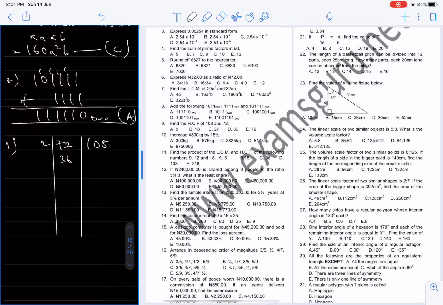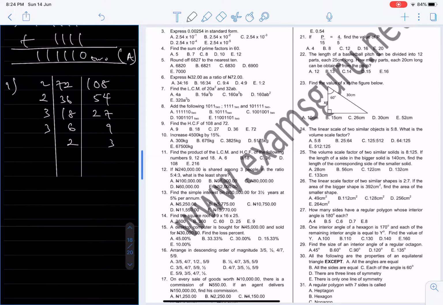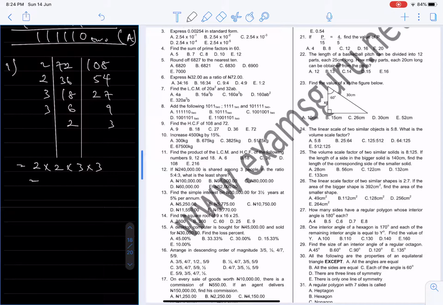So 2 will divide both of them, 36 and 54. 2 will still divide both of them, and that's 18 and 27. 2 will not divide both now, so I'm going to the next one, which is 3. That's what will divide both of them: 6, 9, and now 3, 2, 3. Nothing will divide both of them now. So HCF is 2 times 2 times 3 times 3. Our answer is not in index form, so that's 2 times 2, 4, times 3, 12, times 3, 36. And the correct option is D.